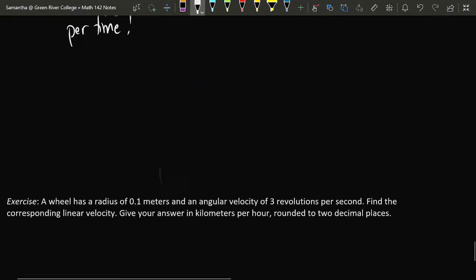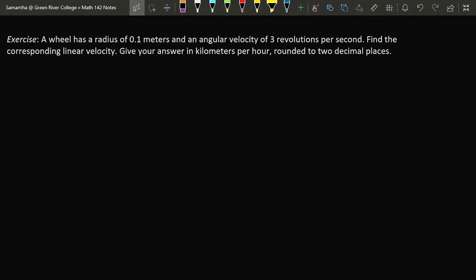So as a quick example, we have a wheel with a radius of 0.1 meters and an angular velocity of 3 revolutions per second. Find the corresponding linear velocity, and let's give our answer in kilometers per hour. Now there are a couple of different subtleties here. The first subtlety, which harkens back to this repeated and increasingly annoying warning that I've been giving, is that the angular velocity is not being described in terms of radians per time. It's being described in revolutions per time.